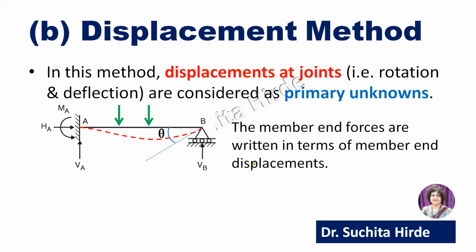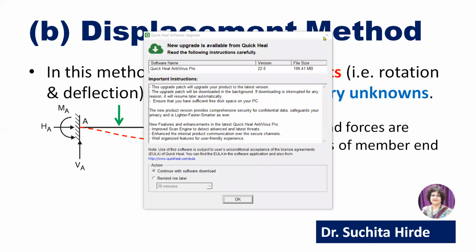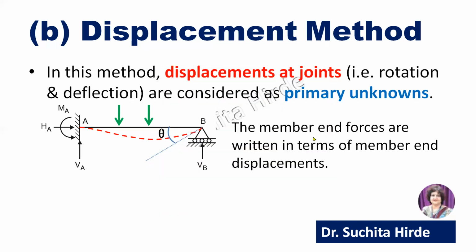So here the member end forces are written in terms of member end displacement. And after that, we get the end forces, meaning the reactions or bending moment in the structure. So in displacement method, displacements are unknown. In force method, forces are unknown. Forces means redundant reactions are unknown.